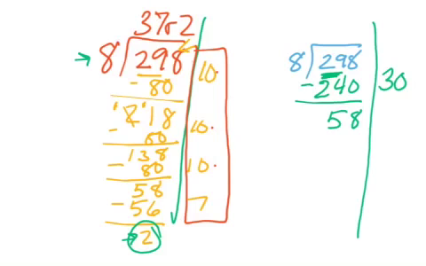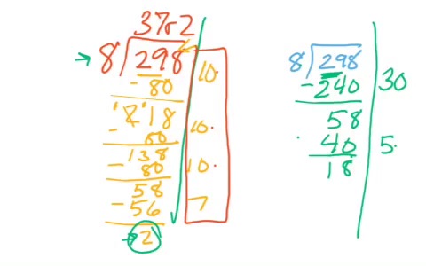Now, let's say you didn't remember that 8 times 7 was 56, but you did remember that 8 times 5 was 40, because that's a pretty easy fact for us to remember. So that's what I'm going to start with. I'm going to bring my 5 over here, and I'm going to bring 40 over here. 8 times 5 is 40. Okay, I'm going to subtract 18.